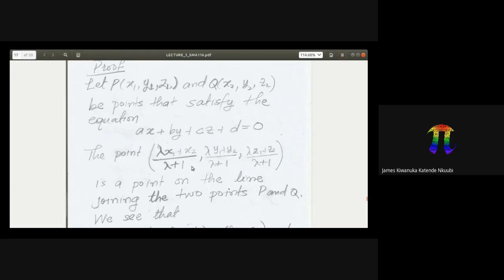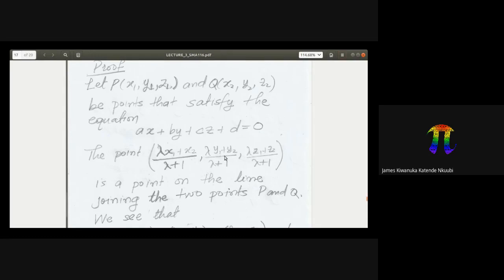So we assume the ratio can be written in the form lambda to 1, right? If the point is between P and Q, it will be some distance from P, and it will also be some distance from Q. Now the ratio of those 2 distances can be assumed to be lambda to 1. You can ensure it is in that form, right? So then you can write the coordinates of that point in this form, as long as the ratio is in the form lambda to 1.